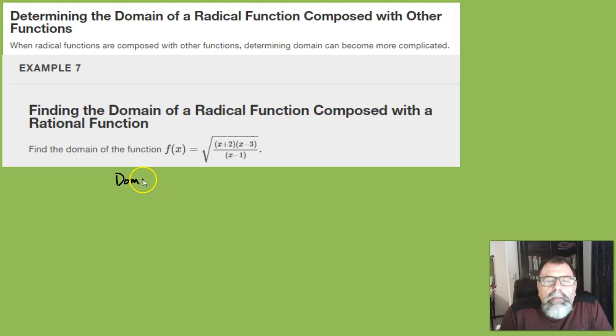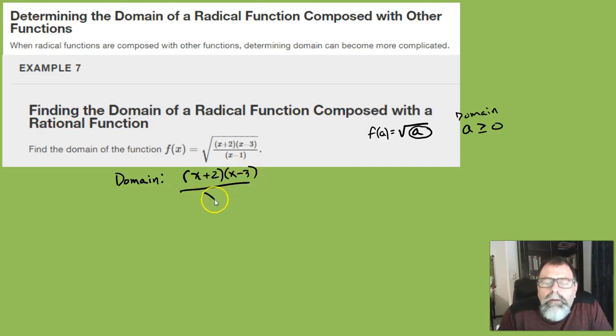So our first thing, if it was just a square root, we know that if we have a function like this, the radicand has to be greater than or equal to 0. That's going to be our domain. So we're going to start with that. So x plus 2 times x minus 3 over x minus 1 has to be greater than or equal to 0.